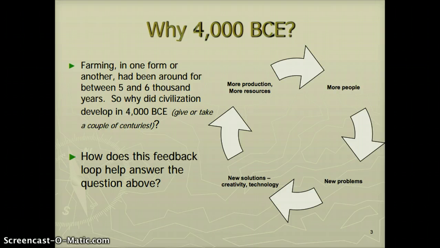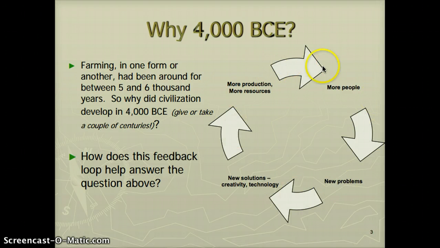The title of this is, why 4000 BCE? We know that farming in one form or another had been around for between 5,000 and 6,000 years. So why did civilization develop in 4000 BCE, give or take a couple of centuries? As you know, we're basing this on a study of prehistory. And so the question is, how does this feedback loop help answer the question above? You're going to want to think about this as I go through it.